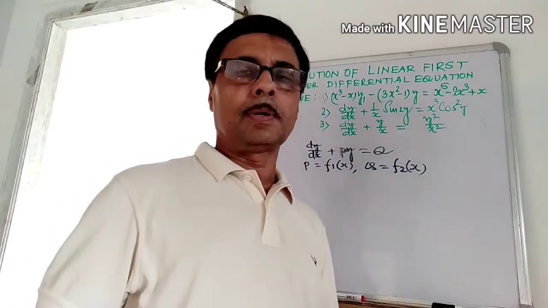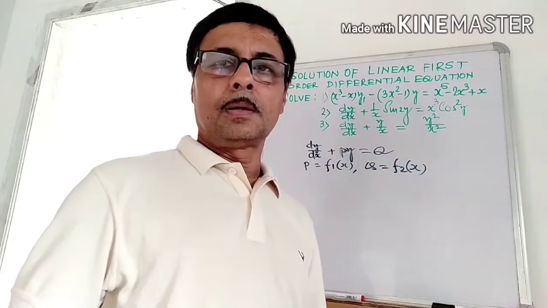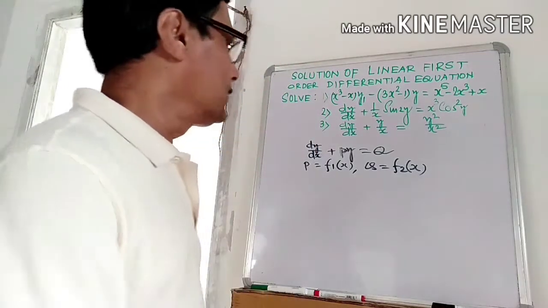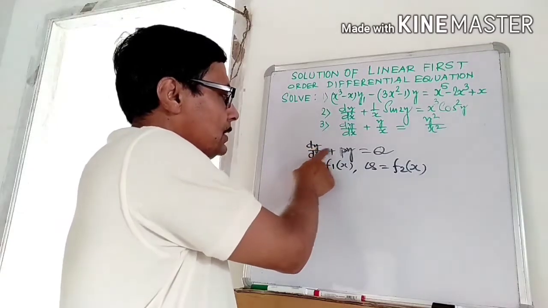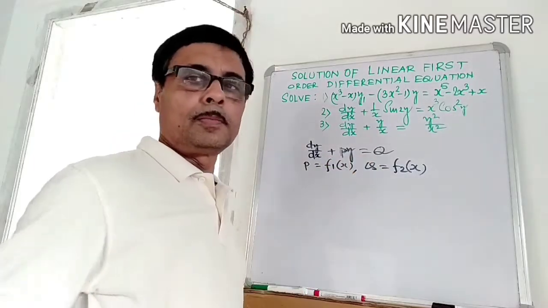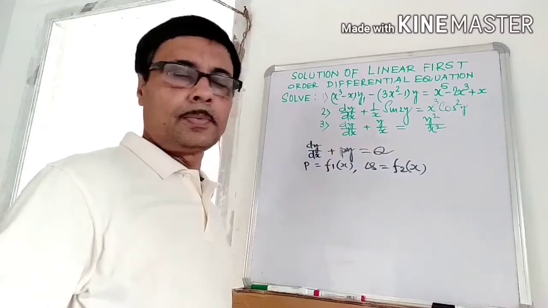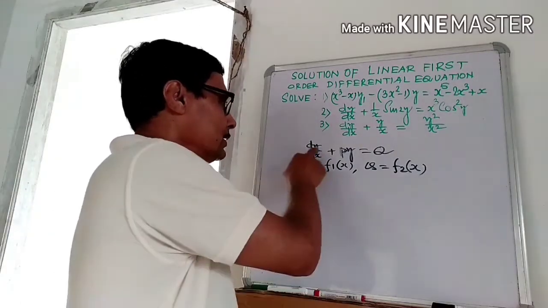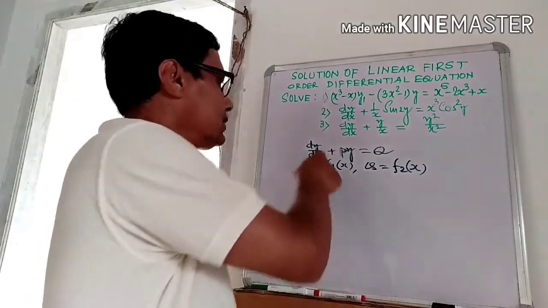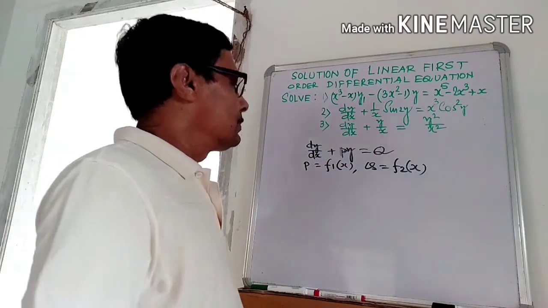Today's discussion topic is solution of first order linear differential equation. What is a first order linear differential equation? If a differential equation is in the form dy/dx + py = q, where p and q are both functions of x, that is p = f1(x), q = f2(x). How can this equation be solved? This equation can be solved by using suitable methods.